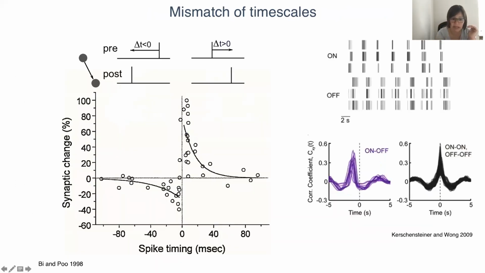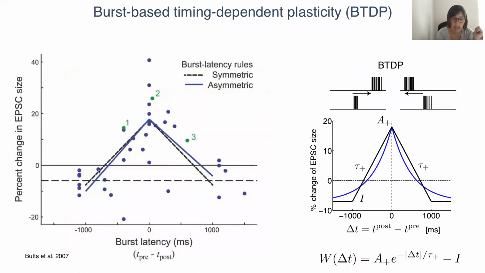So STDP is asymmetric, meaning that it matters whether pre comes before postsynaptic activity for potentiation versus depression. This new rule that they called burst timing dependent plasticity, or BTDP, does not care whether the pre or the postsynaptic burst comes first. So as long as they're separated by a short amount of time, either one can come first and then you have potentiation. And if they're separated by a long time, then you have depression.